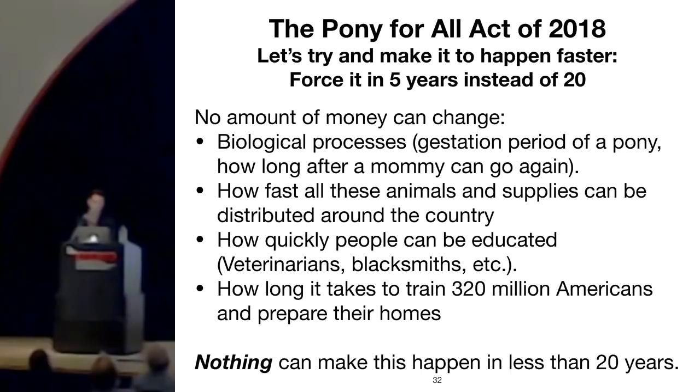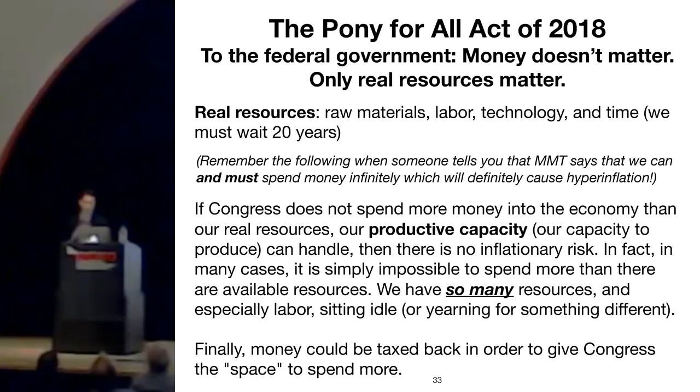This is the point. Nothing can make this happen quicker than 20 years. It is out of human control. To the federal government, the only thing that matters is real resources. To the federal government, money doesn't matter. When I say real resources, I mean raw materials, labor, technology, and time, because we can have those things, but we need time to make it happen, in this case, 20 years.